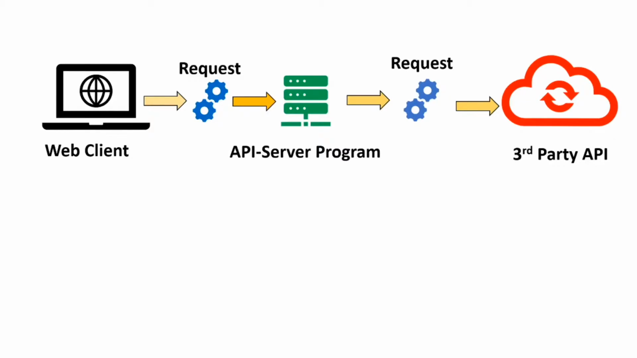Or suppose in your organization, different internal applications are there. Maybe this API server program is your own application and you want to call some other application. Suppose that one is a third party API. So from this API server program we are calling this third party API or some other applications.